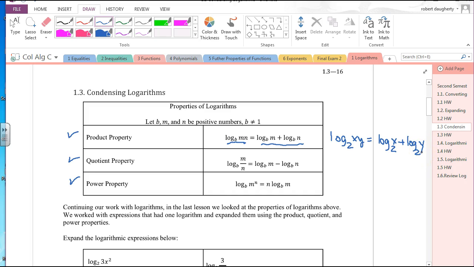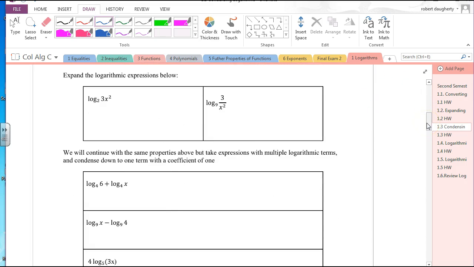That's expanding it. What we're going to be doing today mostly is starting with something like the right side and condensing it to look like the left. It's the same rules, but we're condensing these logarithm expressions, taking multiple logarithm expressions down to one, whereas in the last lesson we expanded one log expression into multiple expressions. So product, quotient, and power. Correct.